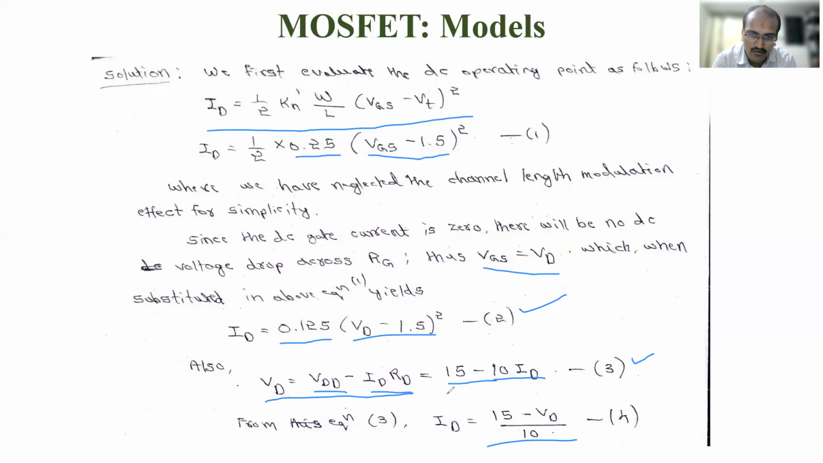So this may be getting complex. If you substitute 15 minus 10 ID here, again it may get complex. Instead, you can substitute in ID, find out VD first, and then come back and substitute the VD value here. You can get the ID. So anyhow you can solve. Equation 3 and 4 you can use anyhow. Hope it is understood so far.